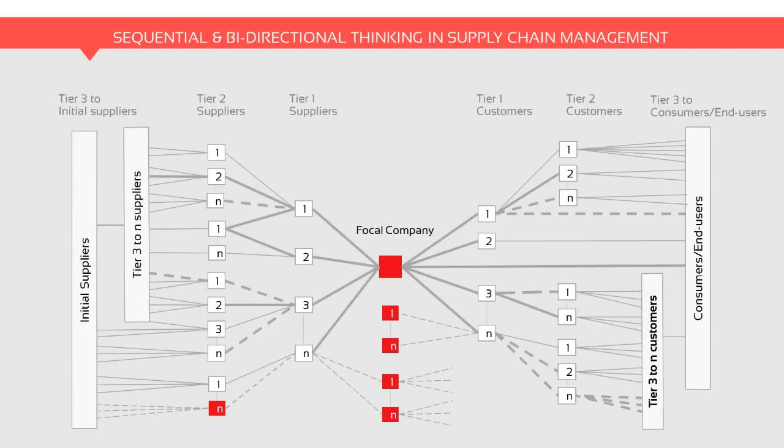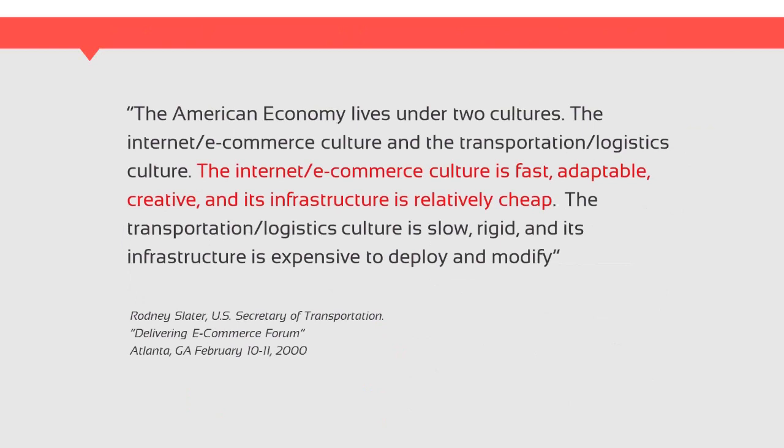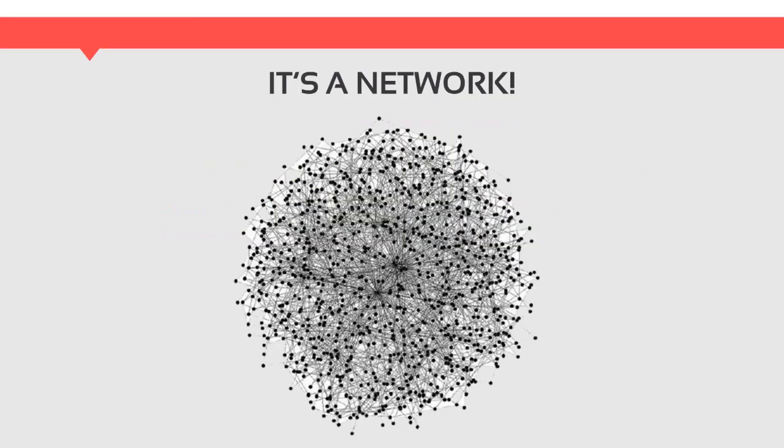Now, if you take a look at the traditional graphics that will show a supply chain structure, you see very sequential, very bidirectional structures with some nodes and very specific roles for each one of those nodes in that particular system. But if you take a look at the Internet and e-commerce culture, typically the information networks, communication networks, that is a much faster structure, much more adaptable, much more flexible and relatively cheap or less expensive to deploy, and that's the concept of a network.